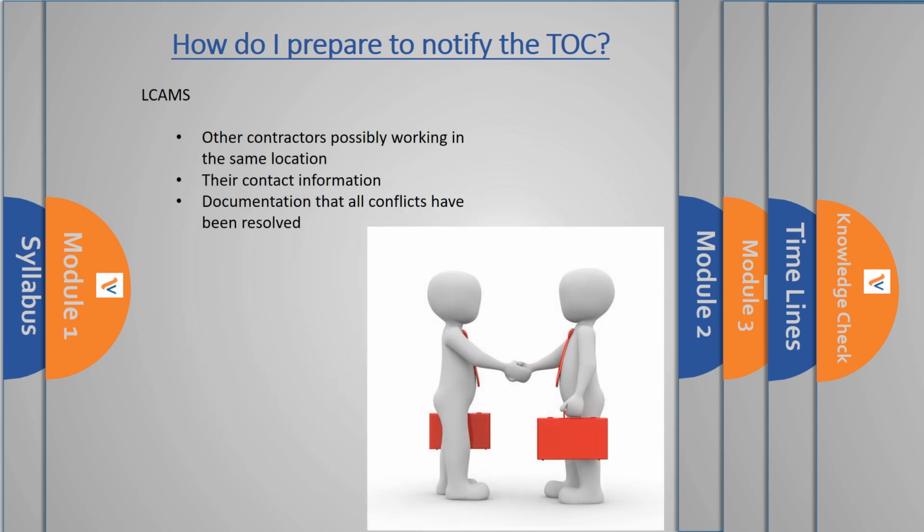LCAMS is going to provide you with a list of work zones that could potentially be a conflict. It will also provide you with information about what kind of work they're doing, what times they're planning the work, what lanes they'll be blocking. This system is also where you will document if your conflicts have been resolved.